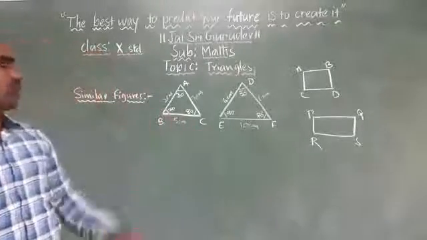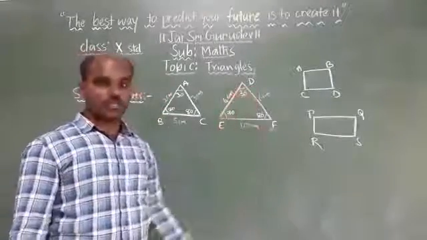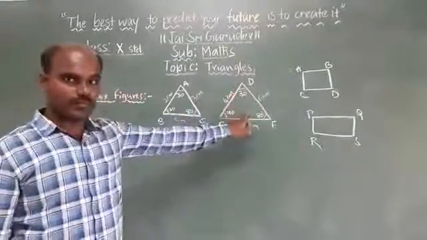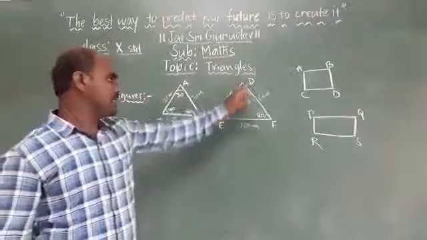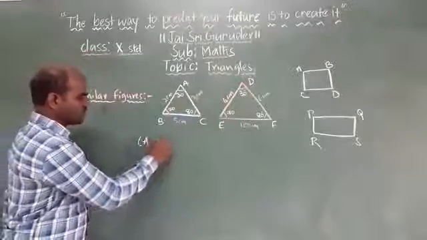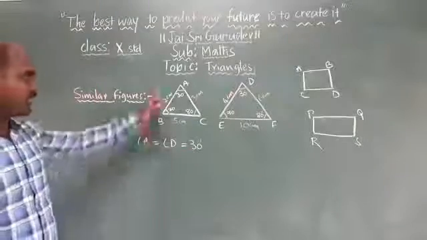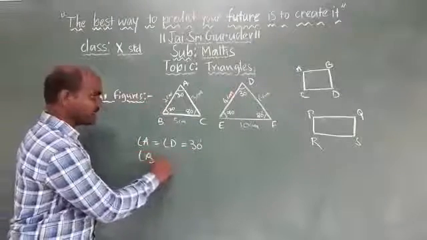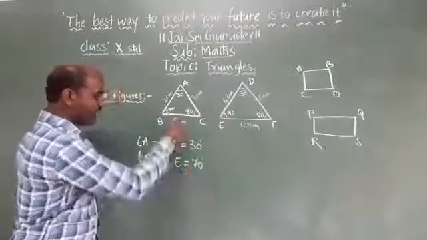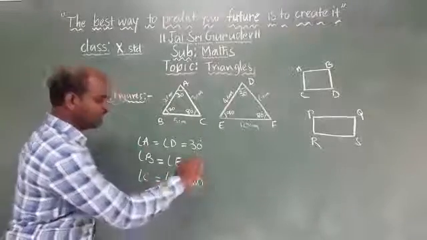For example, ABC is one triangle and DEF is another triangle. While comparing these two triangles, angle A is equal to angle D, which is 30 degrees. Angle B is equal to angle E, which is 70 degrees. Angle C is equal to angle F, which is 80 degrees.